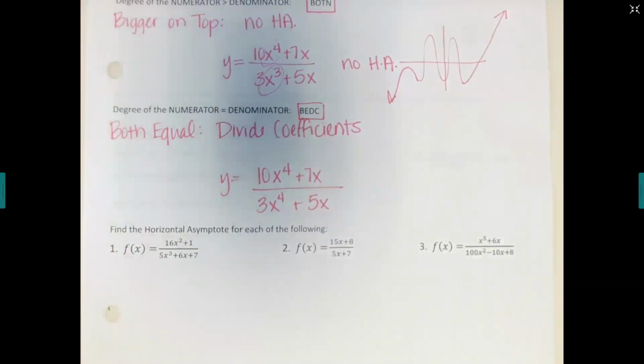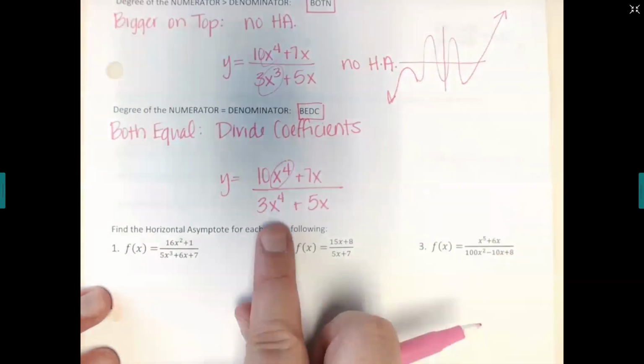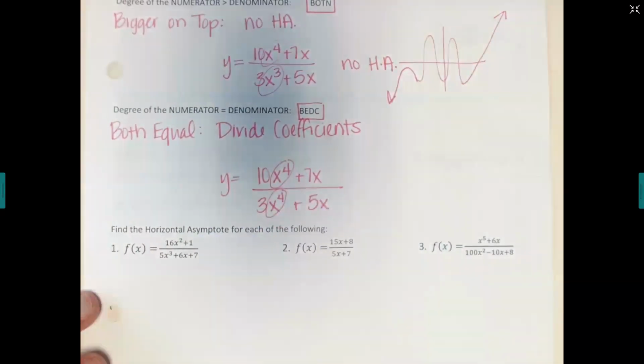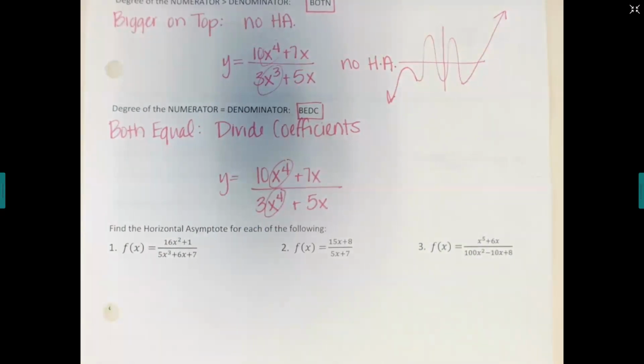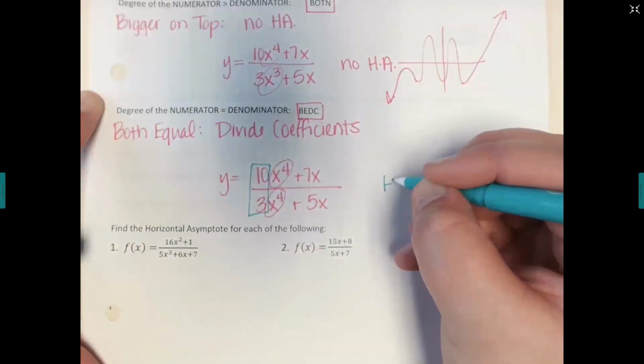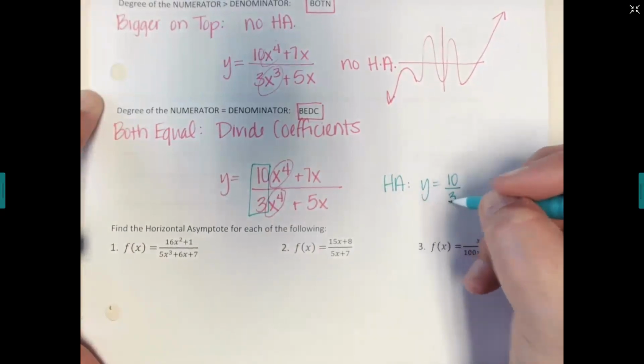So then you would look at that and you would say, okay, all the way across the top, the biggest power that I see is an x4. All the way across the bottom, the biggest power that I see is an x4. Then that's a tie. Then you're gonna take those numbers in the front that are called coefficients and you're gonna divide them. So you would say, okay, then my ends are gonna approach y equals 10 divided by 3.